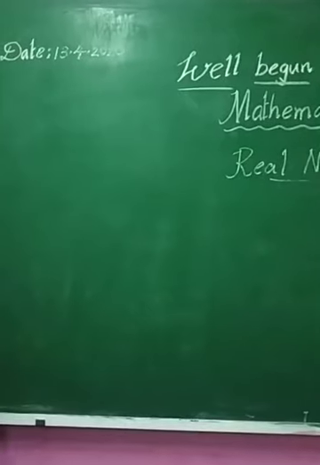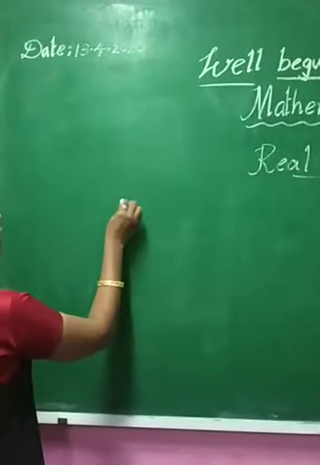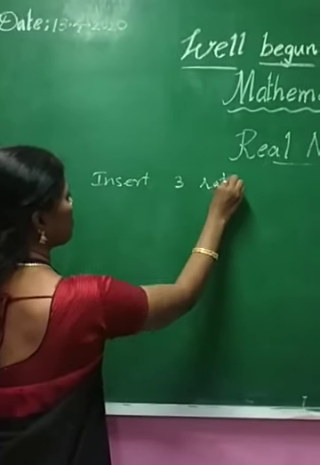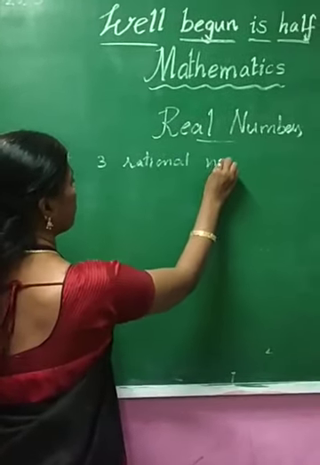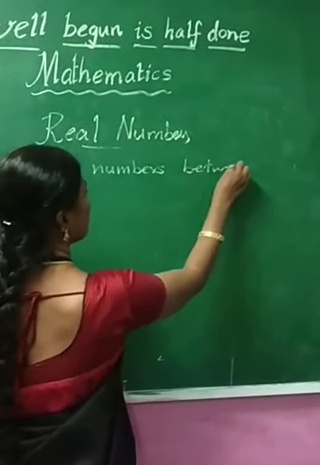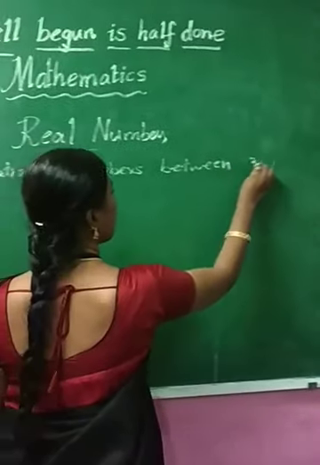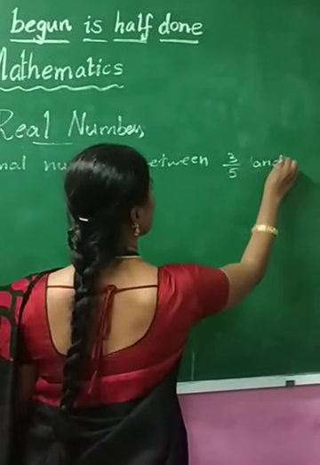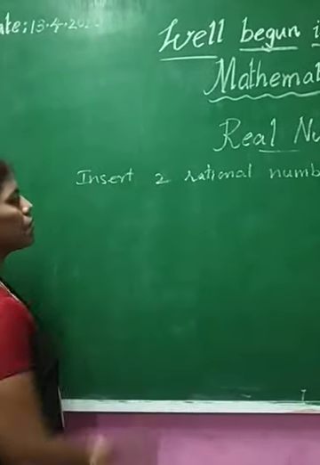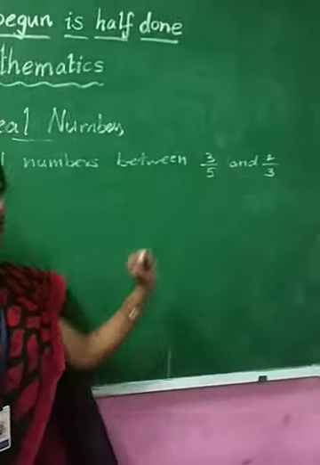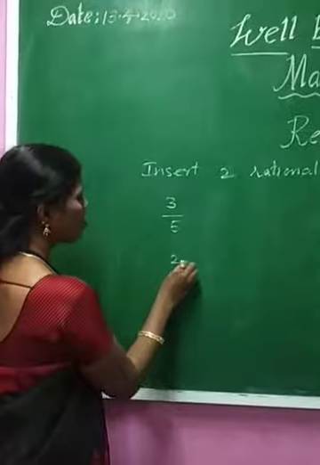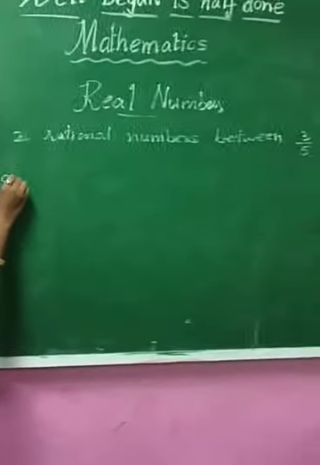So here is another one. Insert 2 rational numbers between 3 by 5 and 2 by 3. So here you will get a doubt. These are in fractional form, so how to do it? 3 by 5 and 2 by 3.